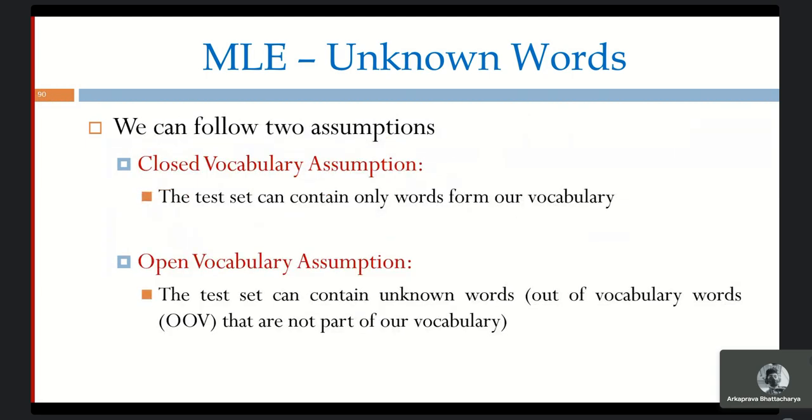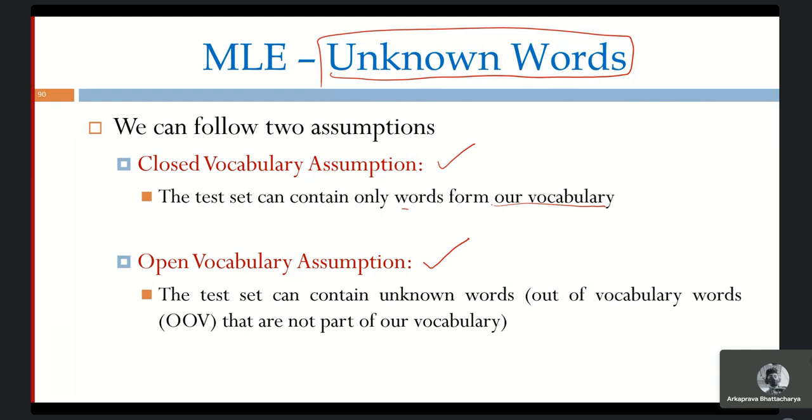So how can you deal with these unknown words or unknown pairs? We follow two assumptions. One is what we call the closed vocabulary assumption, and the other is the open vocabulary assumption. In the closed vocabulary assumption, the test set can contain only words from your vocabulary. That means whatever is in the vocabulary, the test set should have only that vocabulary.